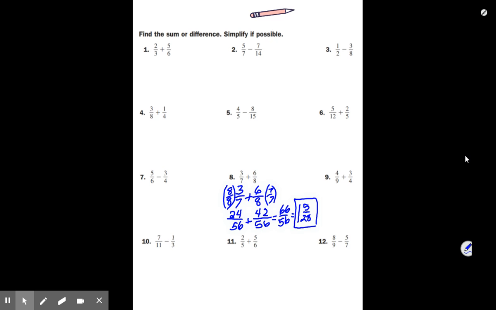That's what our work should look like for each question. You should show your answers like that. Okay? And of course, there's a backside on this paper.